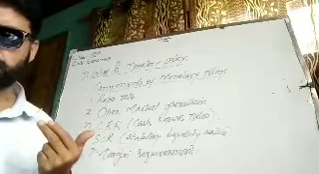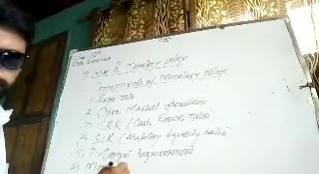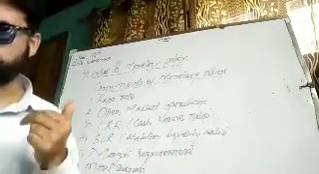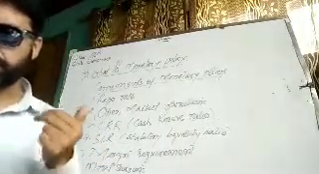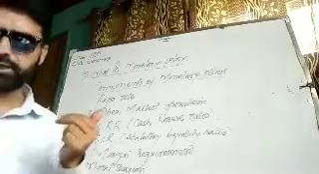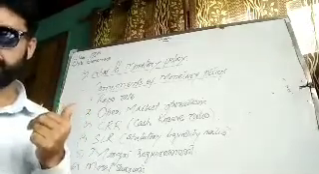Number six is moral suasion. It refers to moral pressure on the commercial banks by the central bank to be liberal in lending during situations of deficit demand and to be selective in lending during situations of excess demand.